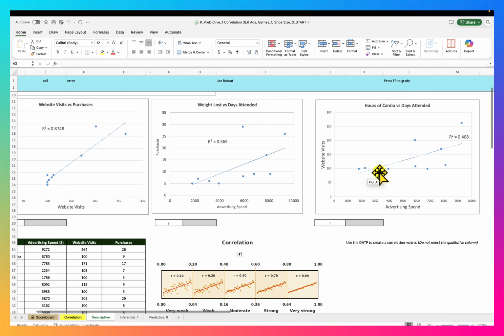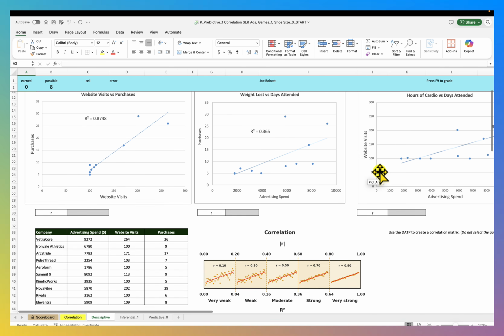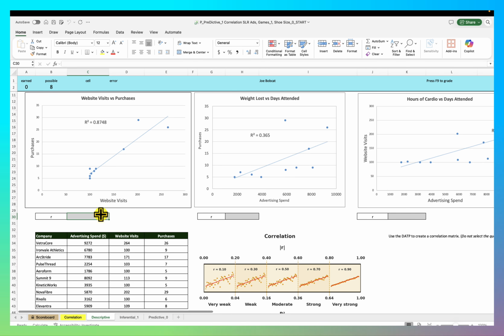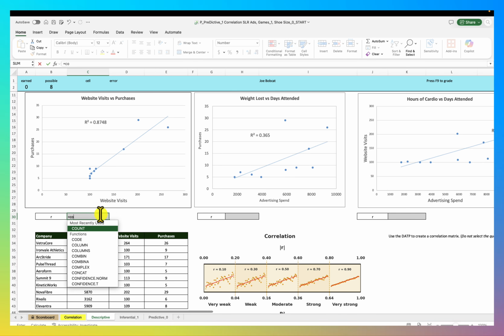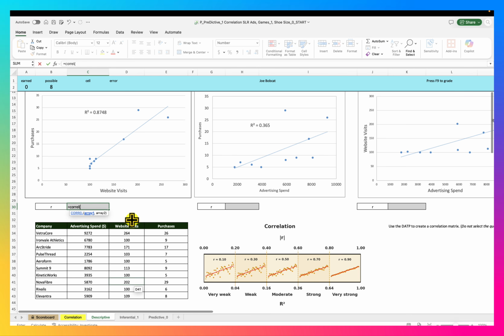But we can actually calculate precise values for correlation. And we do that with the correlation function, which is CORREL, and then the two sets of data. And for this function, we have to leave off the heading, the column heading, because the function only takes numbers. So website visits versus purchases, correlation is 0.935. That's really strong. How do we know that?